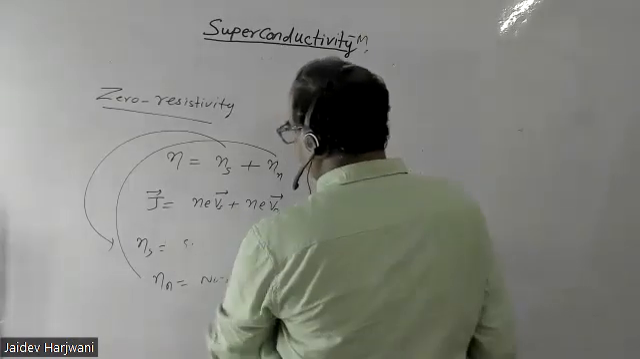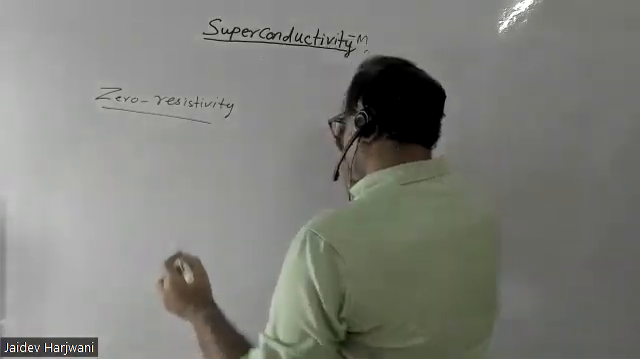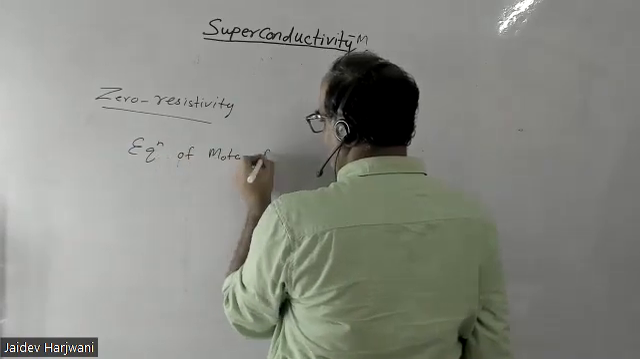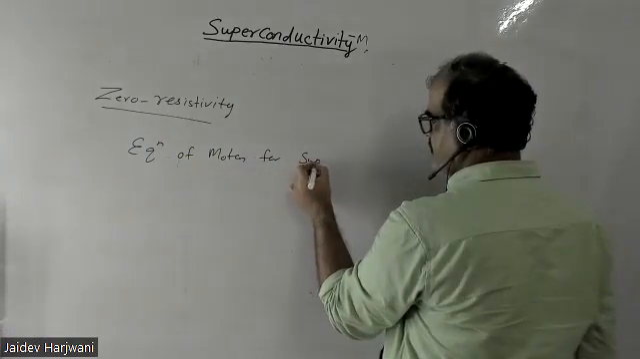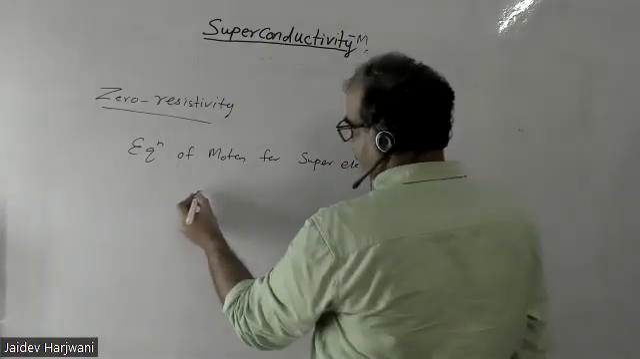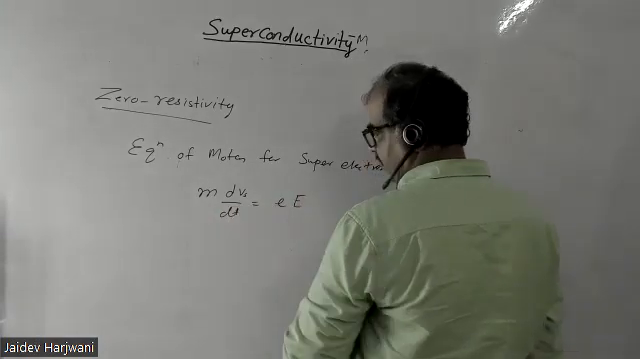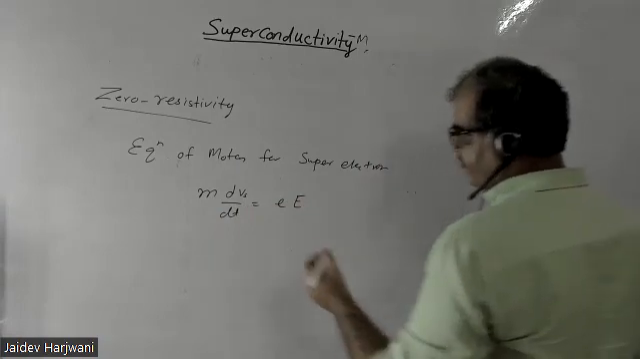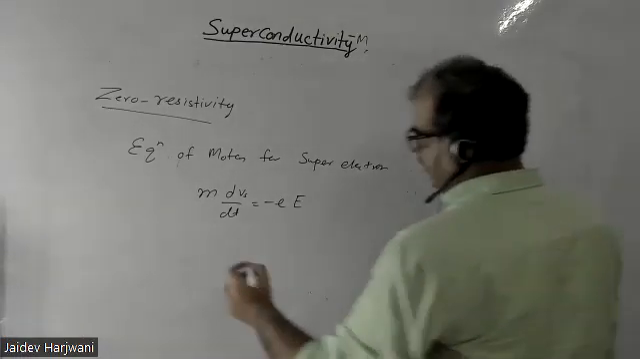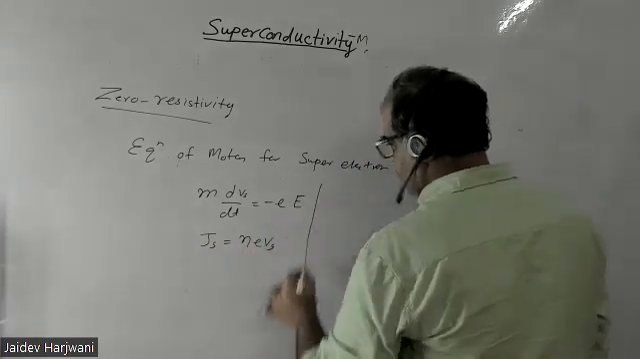So let me now write the equation of motion for super electrons. The equation of motion is m dvs upon dt is equal to e E. You can put a minus here, since the electron charge is negative, it will accelerate opposite to the electric field direction. And you can write simply Js is equal to n e vs.